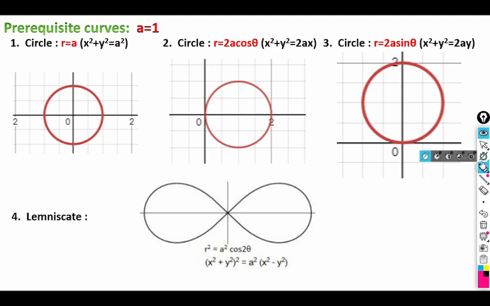Come to the coordinates. Replace theta by 0, because this point is on the initial line, theta equal to 0. Cos 0 is 1, so r square is a square, and r is plus or minus a. So this point will be (a, 0). This coordinate is actually (a, pi).